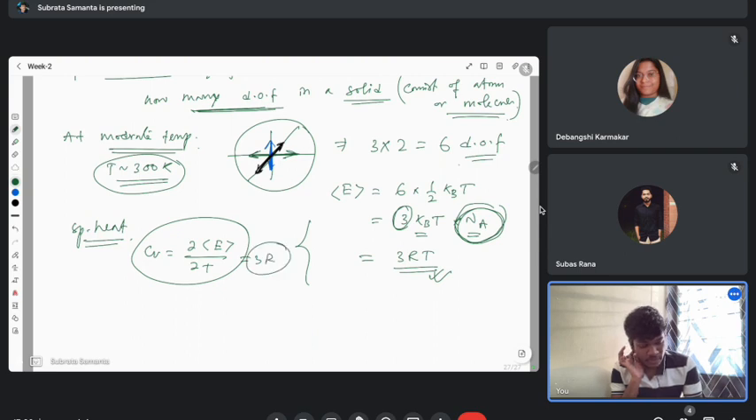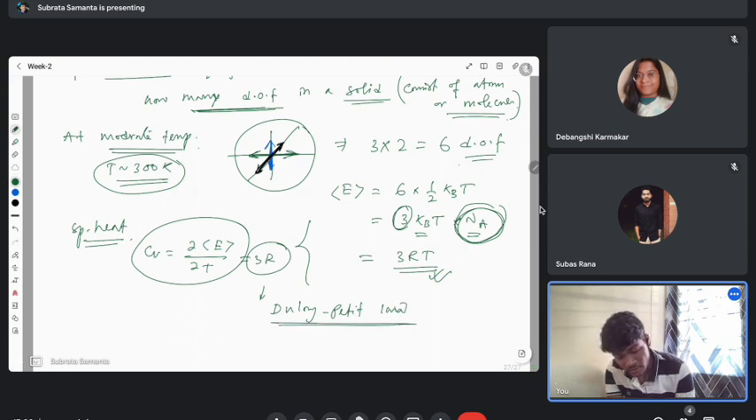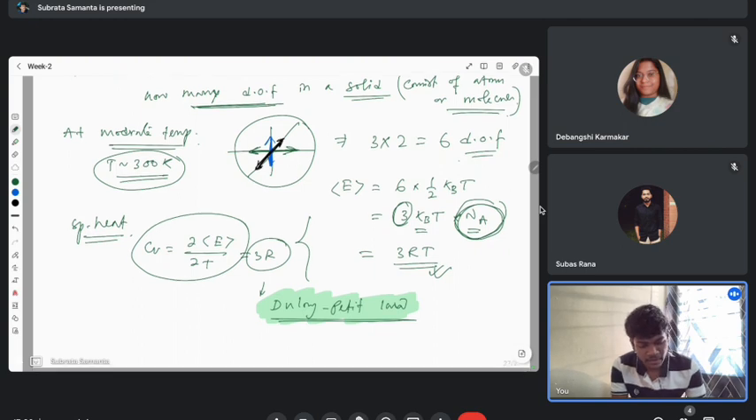So this is Dulong-Petit's law. But this is not universal. So this is only true for moderate temperatures, right? Or maybe we are considering high temperatures.